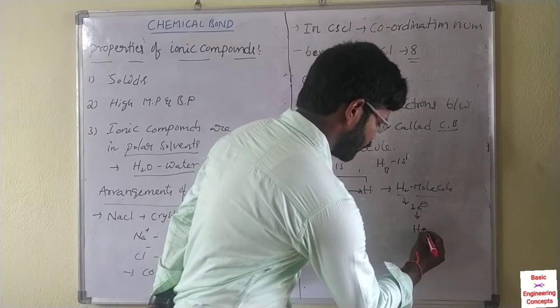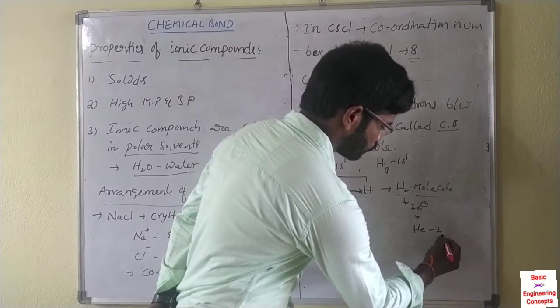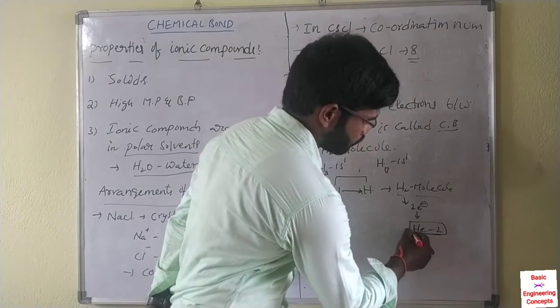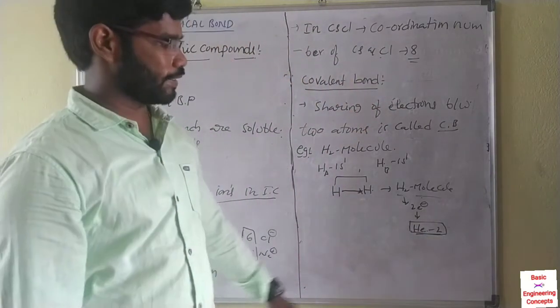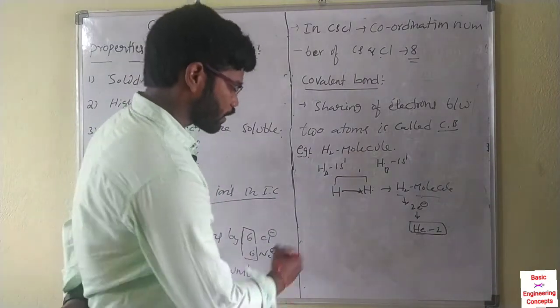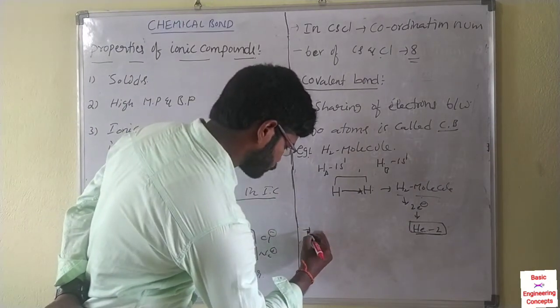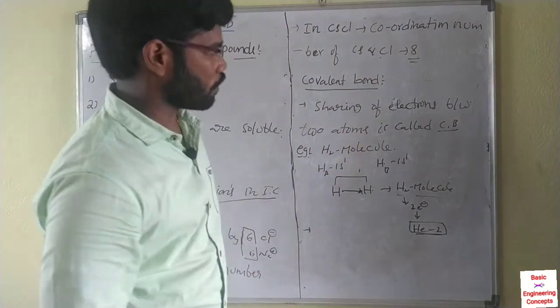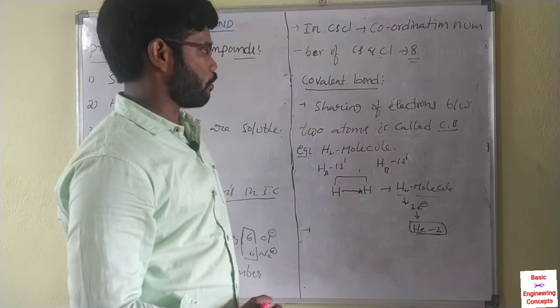For example, helium is a noble gas element, and it has a total of two electrons. Helium is a noble gas element, so it is more stable than other elements. Another example we can take: actually, in a covalent bond, non-metals are involved in the bond formation.